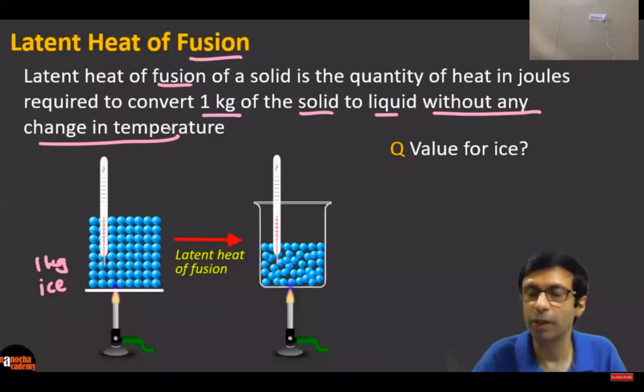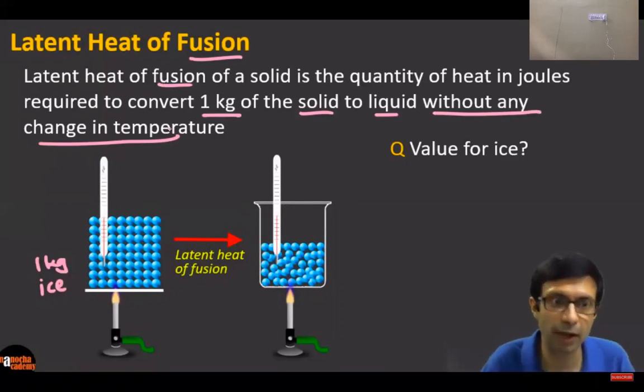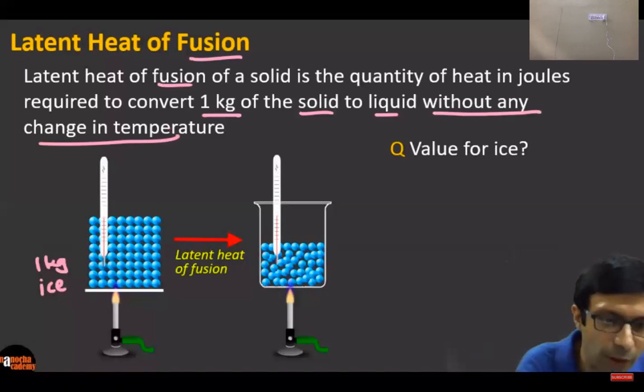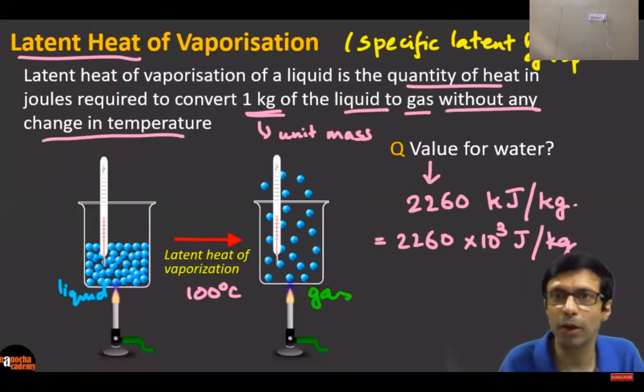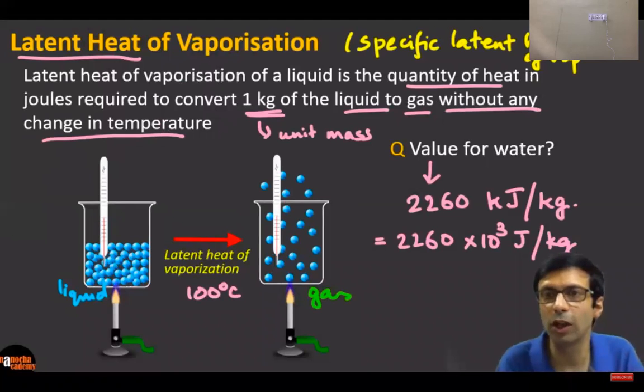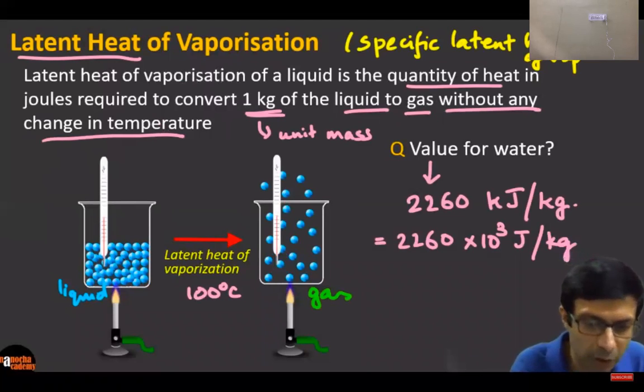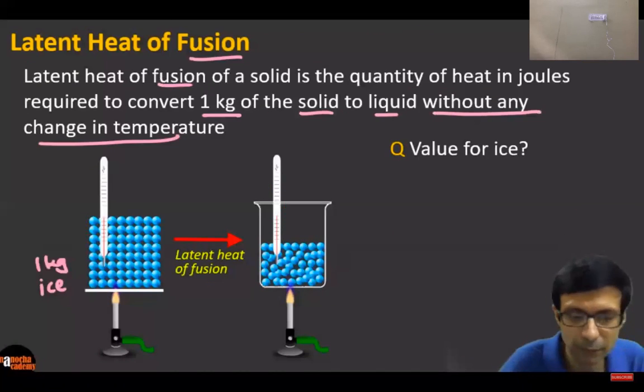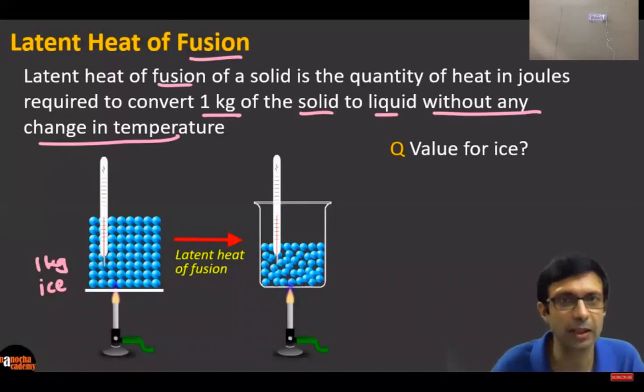And guys, do you know what is the value for ice? It's okay if you don't know, but it's good to learn these values, right? There we had seen what is the value. For latent heat of vaporization, it was 2260 kilojoule per kg. So is it that same value or is it a different value for ice? What do you guys think? What is the value of the latent heat of fusion for ice? Does anybody know?